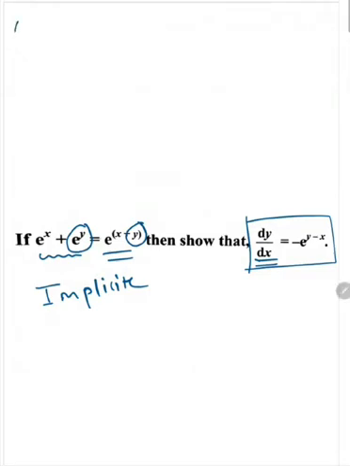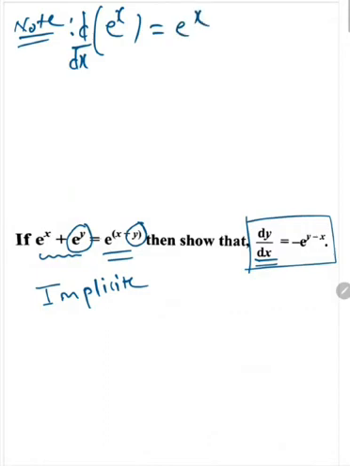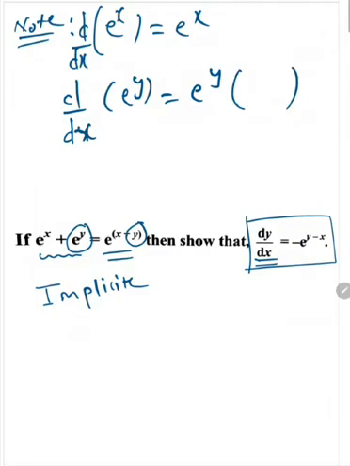First, let's understand some of the basic things which you need to know. I think everybody knows the derivative of e power x. Derivative of e power x is e power x. What will be the derivative of e power y? Derivative of e power y will be e power y and the derivative of y again, right? Chain rule, derivative of y is dy by dx. This is what you need to know.